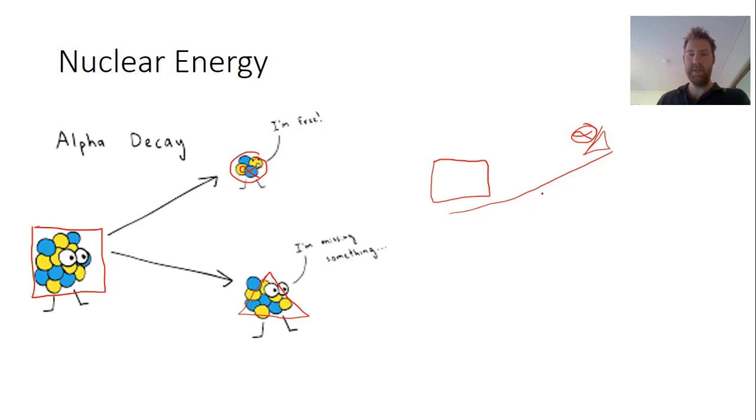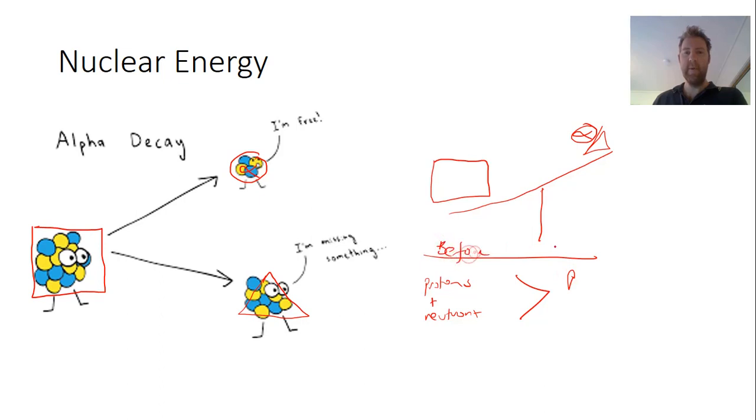It turns out if you had the world's best scales, the box is slightly more massive than the alpha plus the triangle put together. Now, if you count the particles, they all add up. So what does it mean? What it means is that the protons plus the neutrons before actually weigh more than, this is before, after, the protons plus the neutrons, of which there are the same amount, they weigh less.